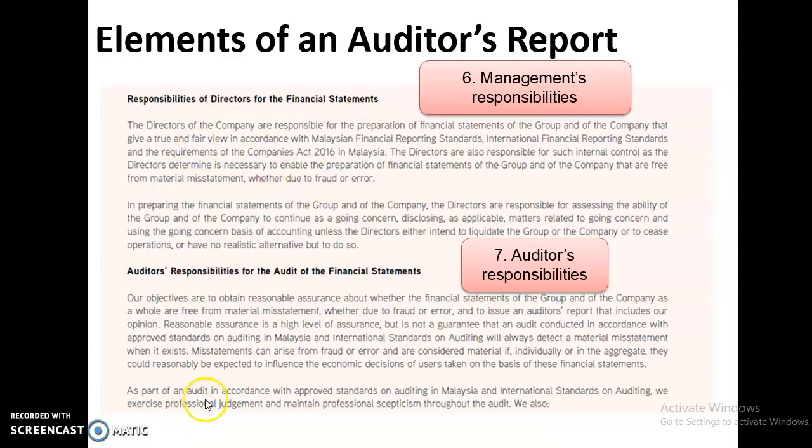Okay, we state here that our objective is to obtain reasonable assurance whether the financial statement of the group and of a company are free from material misstatement. So it is always this sentence, free from material misstatement, because you must always go back to the earliest topics where we talk about us giving them only reasonable assurance.